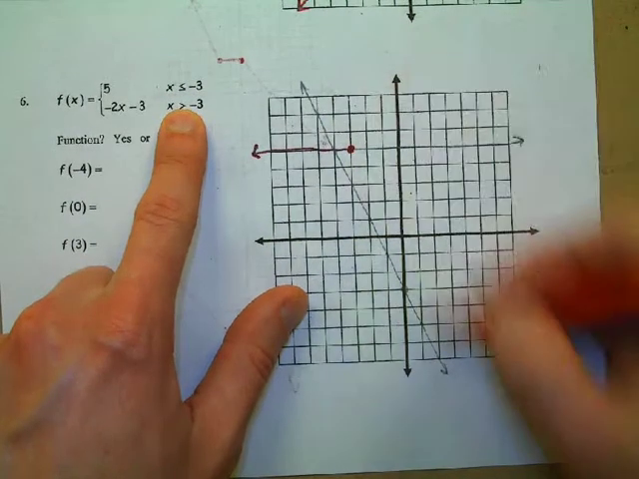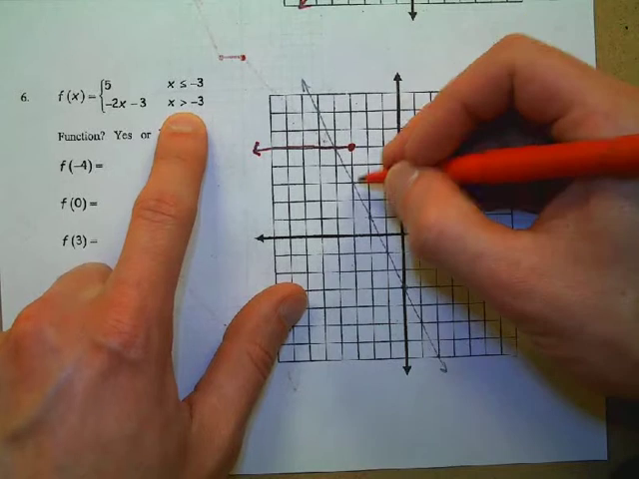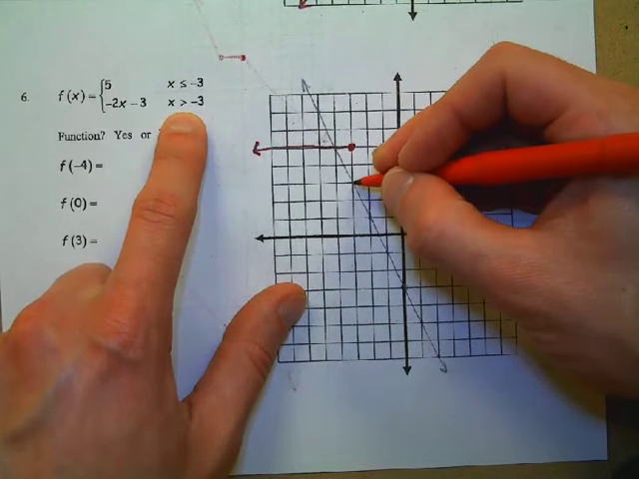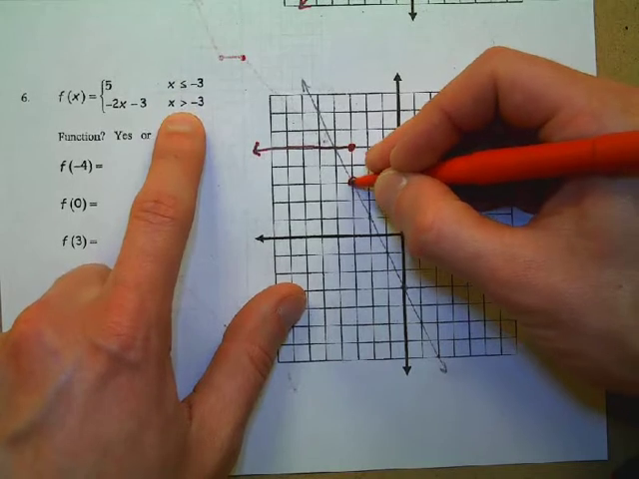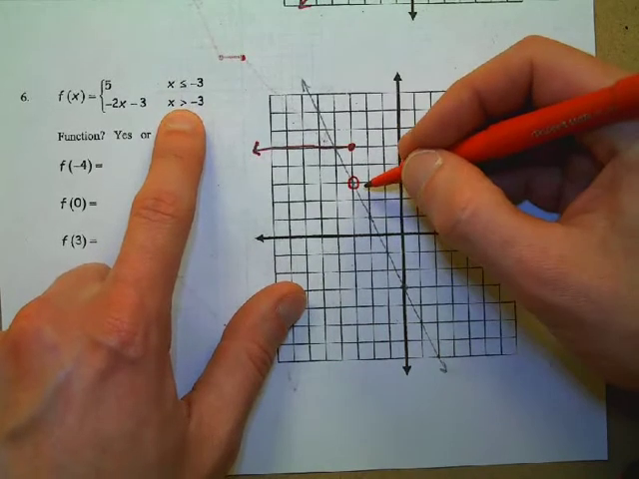Again, there's negative 3. Should I put an open or filled in dot here for this one? Open, right, because it doesn't have an equal to. And then what is this? Greater than, less than, greater than or equal to, or less than or equal to?